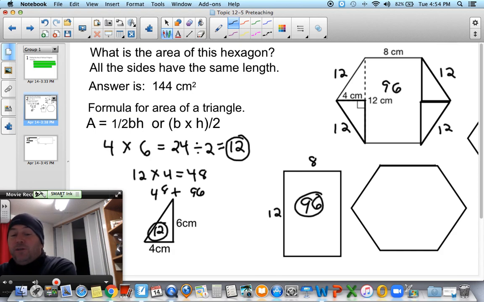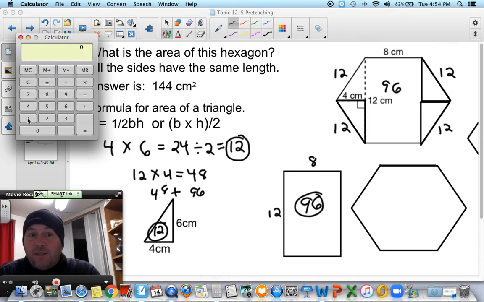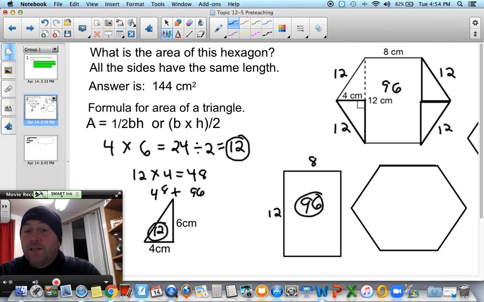If we do that, we'll just bring up the calculator right here to confirm it. We're going to take that 48 and add it to 96, and we get 144, which is our answer. So that's kind of neat. That's one way of doing it.